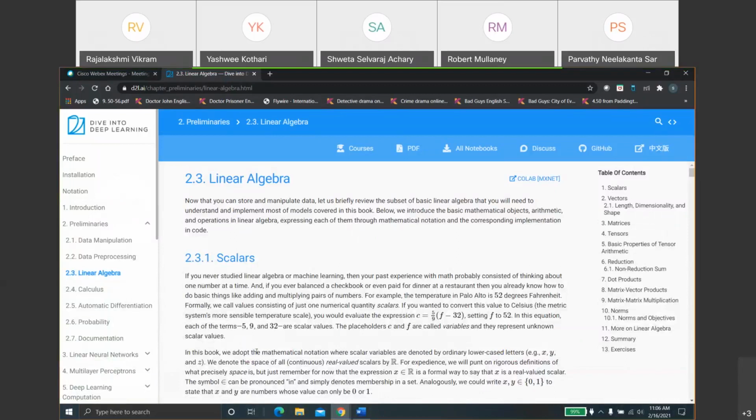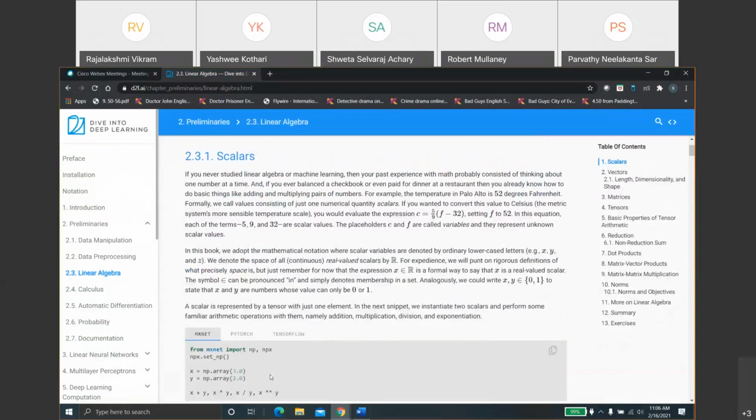First we'll go through the preliminaries. In linear algebra, we need to know what the basic objects are which are frequently used and what kind of operations can be performed. So we'll start with scalars. I'm sure everyone knows what a scalar is. It is a numerical quantity. So in 52 degrees Fahrenheit, the value 52 is a scalar.